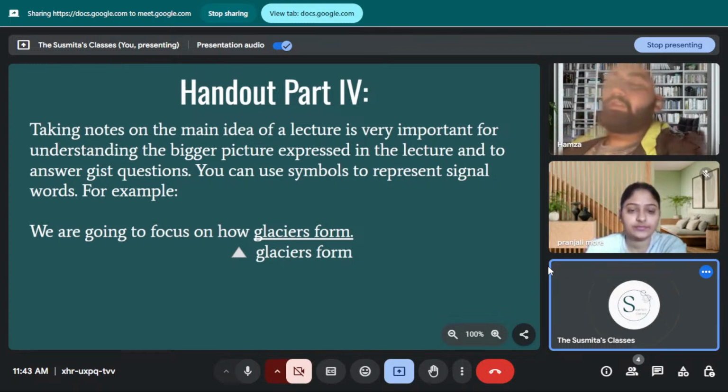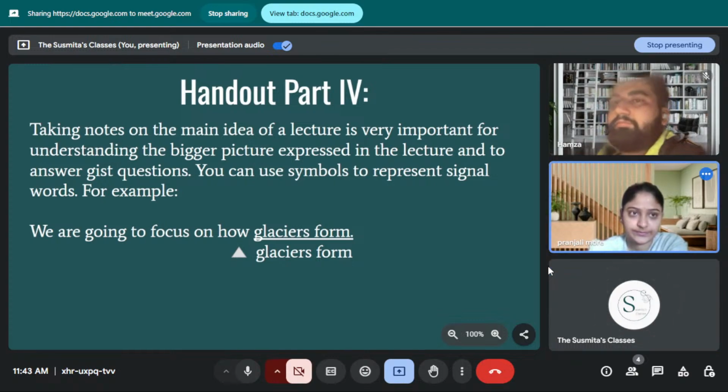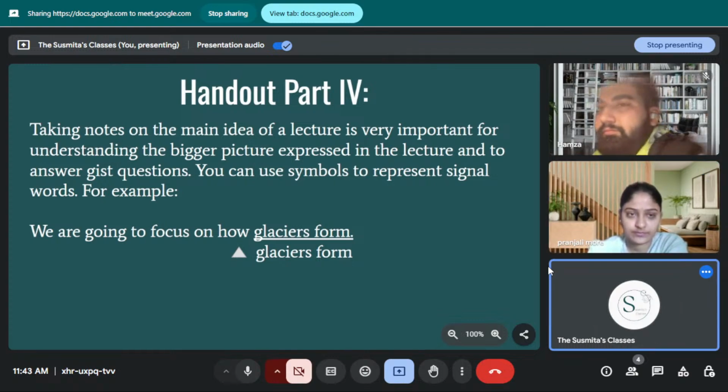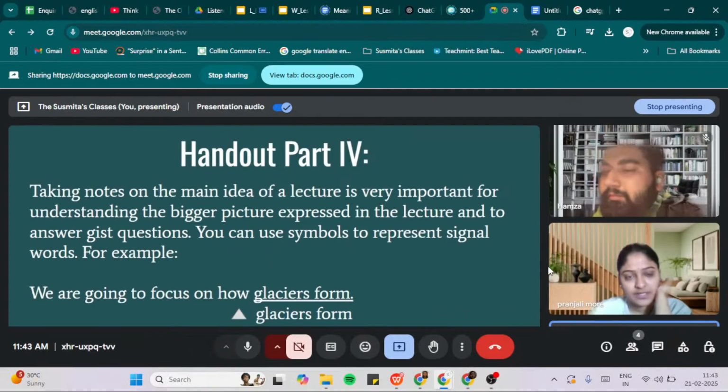Understood? Yes, ma'am. So you can try these methods when you do your next mock test this weekend. Okay, that is something that we have to understand. Any questions with the note taking method?